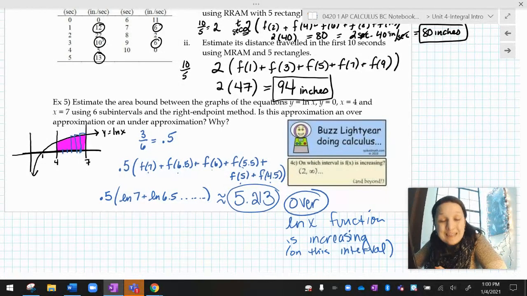If a function is increasing on the interval that you're finding the area for, you are guaranteed that RRAM is an overestimate. For the same reason, you would be guaranteed that LRAM is an underestimate. All right, so RRAM and LRAM, their approximation types are based on whether the function is increasing or decreasing. When something is increasing, RRAM is too big. When something is decreasing, LRAM is too big.